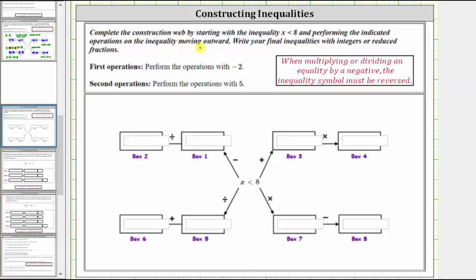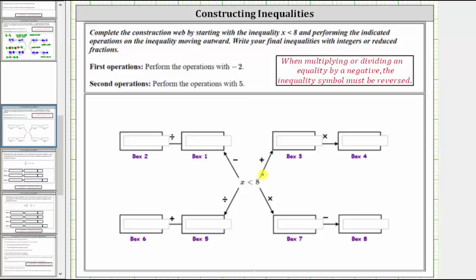We are asked to complete the construction web by starting with the inequality in the middle, x less than 8, and perform the indicated operations on the inequality moving outward. For the first operation, we use -2. For the second operation, we use +5.